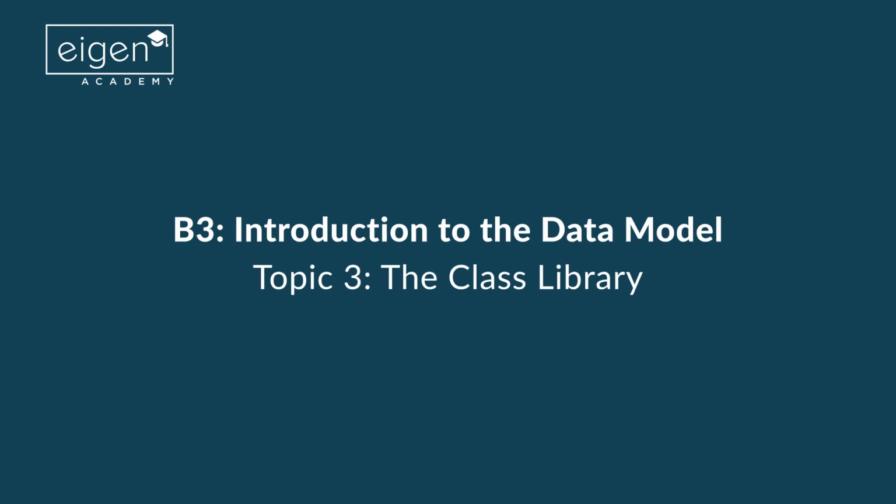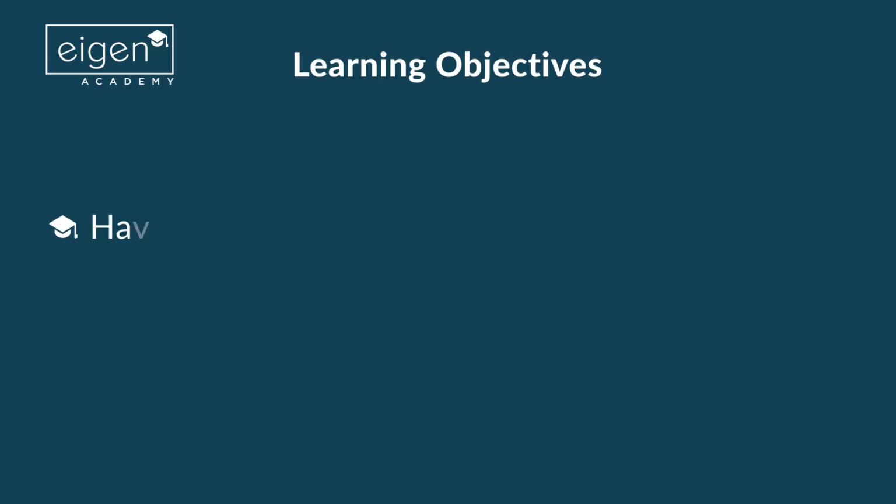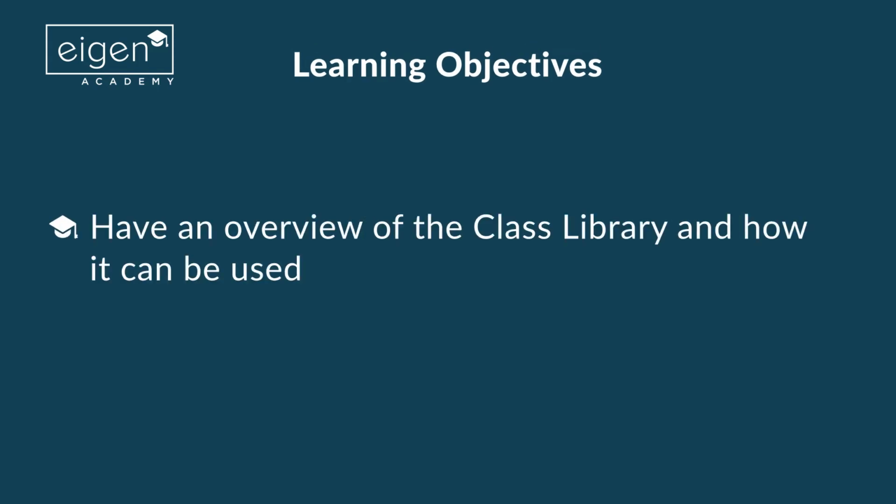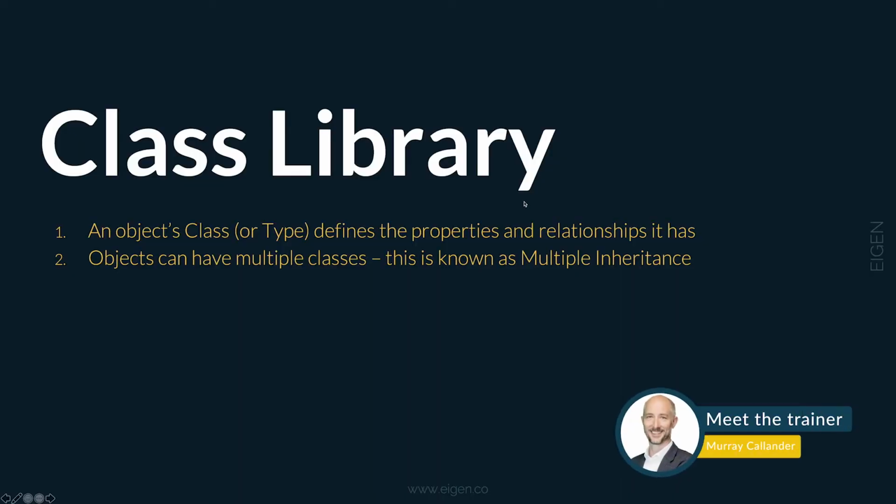Introduction to the Data Model, Topic 3, the Class Library. The learning objectives for this topic are to have an overview of the class library and how it can be used. So the class library: an object's class, or its type, defines the properties and relationships it has.